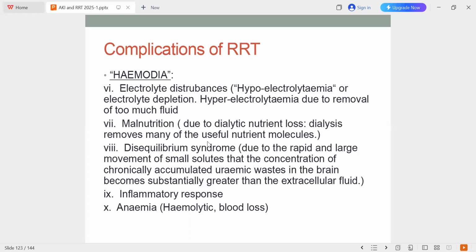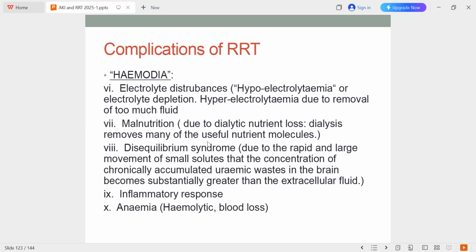So, in as much as RRT is useful in managing electrolyte disturbances, it can also predispose patients to electrolyte disturbances like hypoelectrolytemia or electrolyte depletion. You can also have hypovolemia due to removal of too much fluid. Patients on hemodialysis or renal replacement therapy may be malnourished. This is due to nutrient loss. Sometimes dialysis removes many of the useful nutrient molecules.